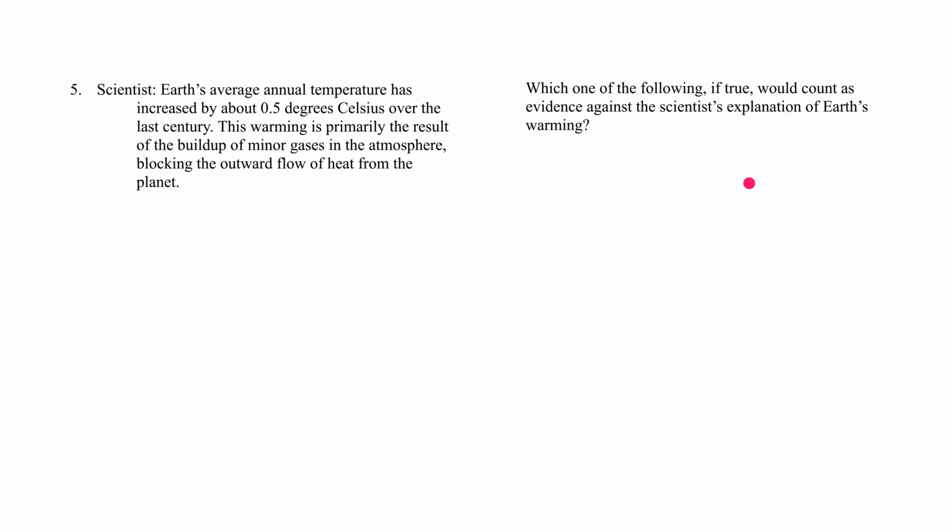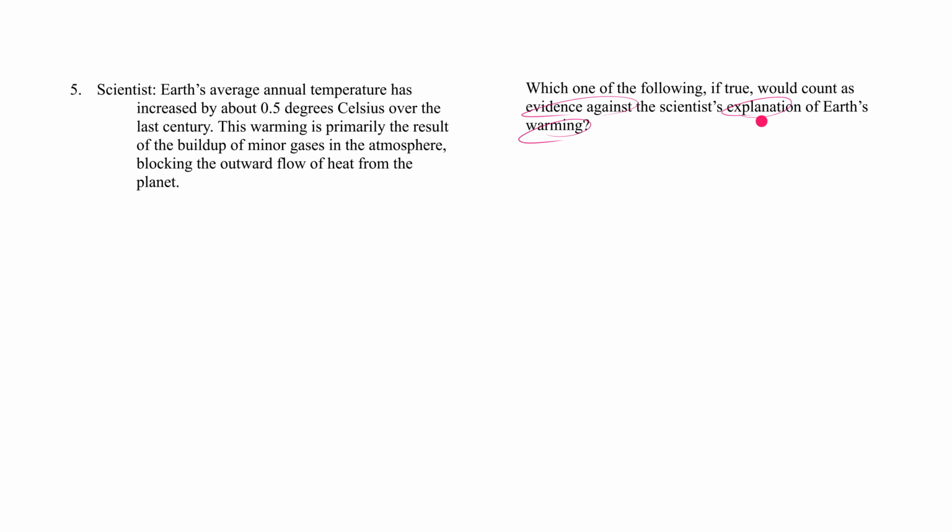Let's take a look at another weakening question. Here, starting with the question stem, which one of the following, if true, would count as evidence against the scientist's explanation of Earth's warming? Evidence against. Weakening. Scientist's explanation of Earth's warming.